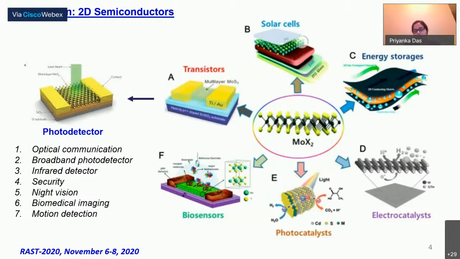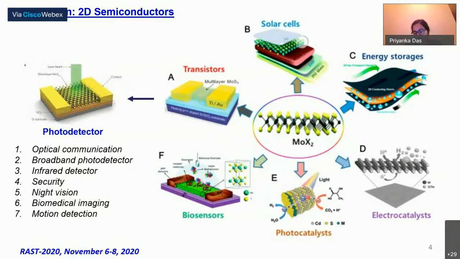So mainly we are working on a few of these applications, including transistors, PN junction solar cells, and biosensors. And in the category of transistors, we are mainly working on the phototransistor or photodetector. When you shine light, this light is converted into electrical energy. And this photodetector has lots of applications in optical communications, including broadband photodetector, infrared detector, in security, and different kinds of imaging like video imaging, biomedical imaging, motion detection, etc.